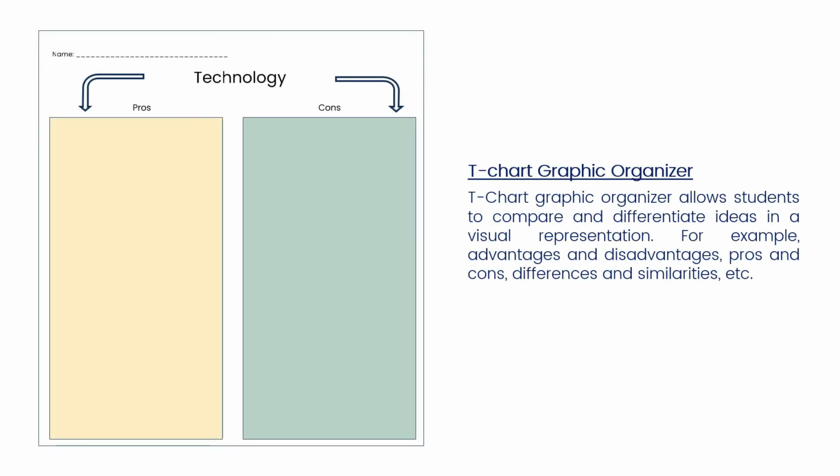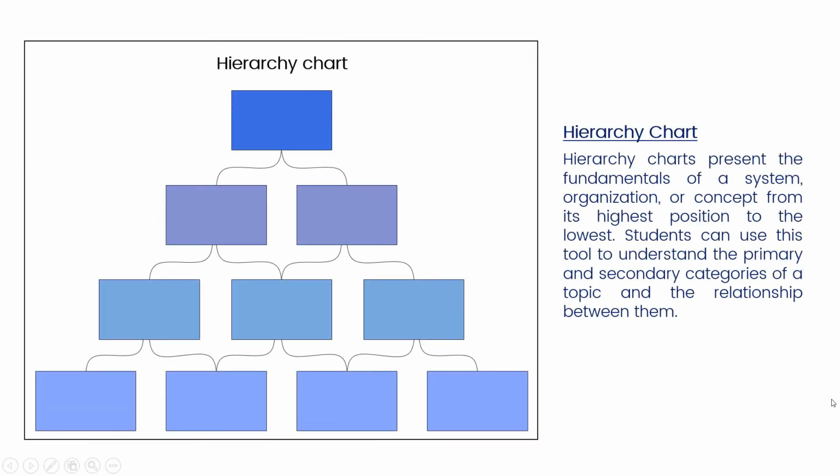T-chart graphic organizer. A T-chart graphic organizer allows students to compare and differentiate ideas in a visual representation. For example, advantages and disadvantages, pros and cons, differences and similarities, etc. Hierarchy chart. Hierarchy charts present the fundamentals of a system, organization, or concept from its highest position to the lowest. Students can use this tool to understand the primary and secondary categories of a topic and the relationship between them.